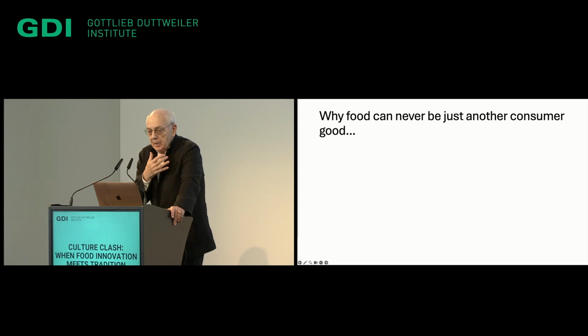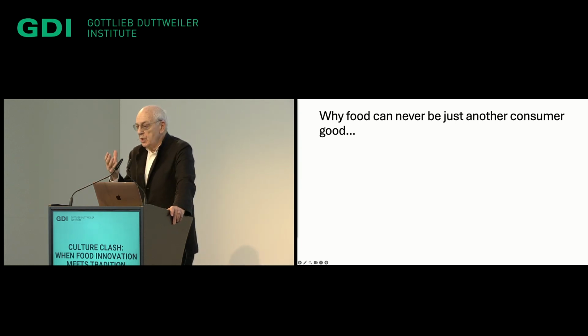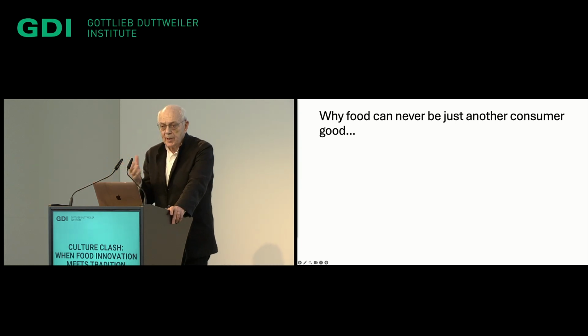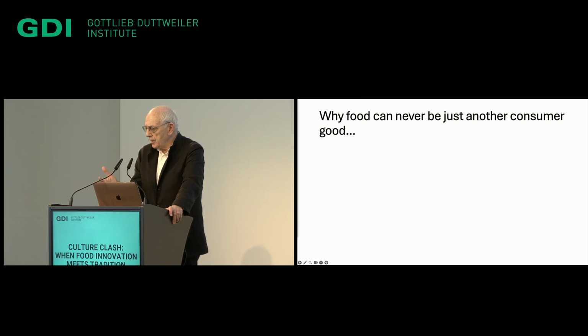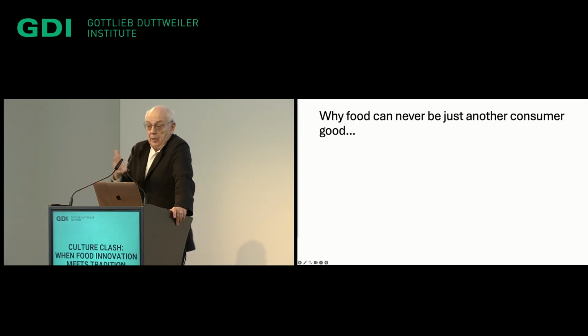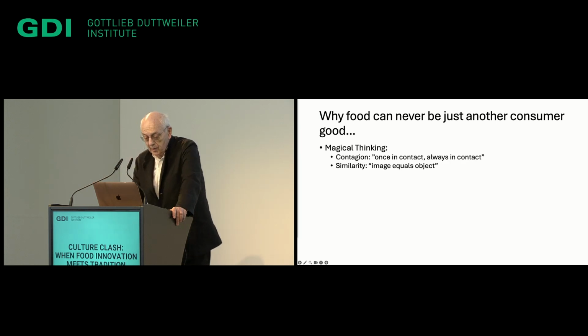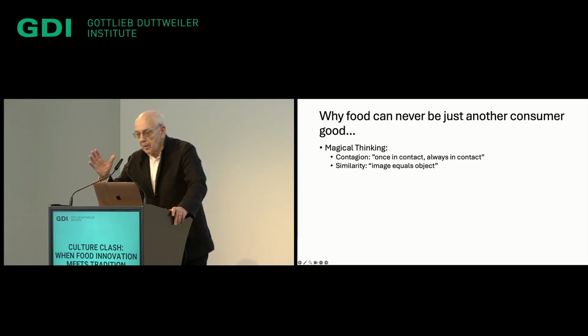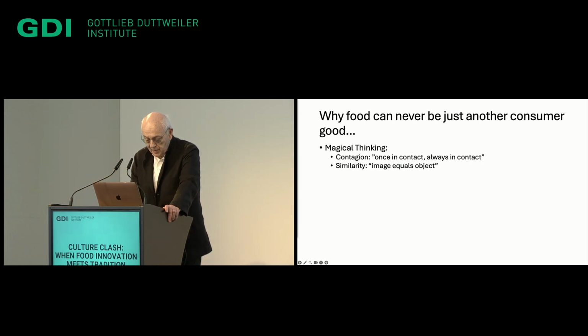And I'm telling this to people who probably know it already professionally, people in marketing and in the food business. Of course, it's not a commodity, and it's not just another consumer good. Why is that? Well, there's a very good reason, and that's called magical thinking, or cognitive bias by the current theories.